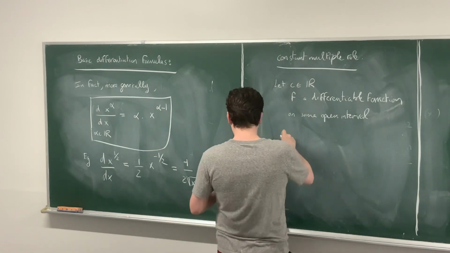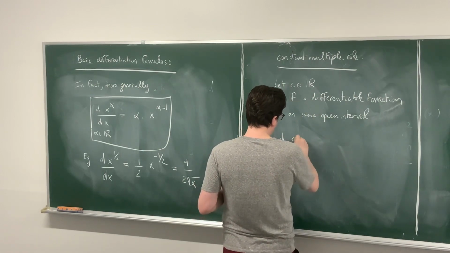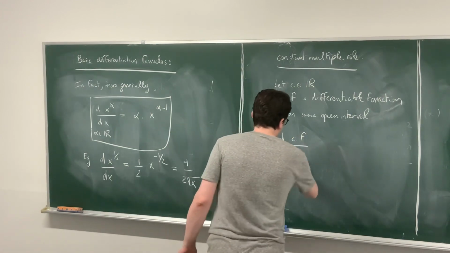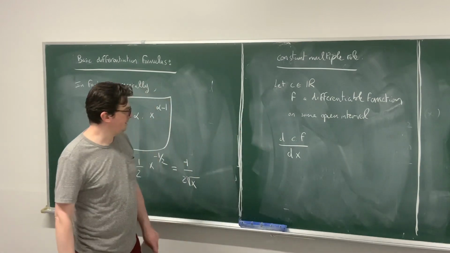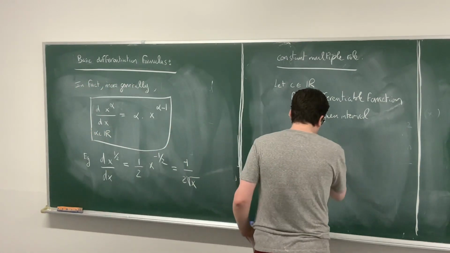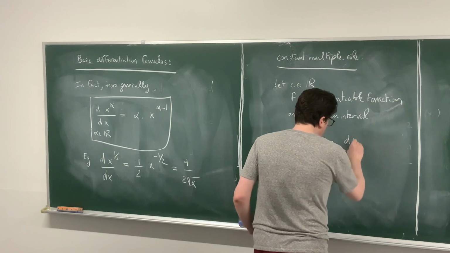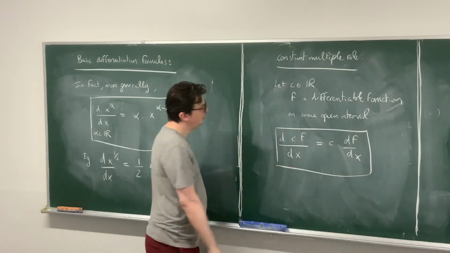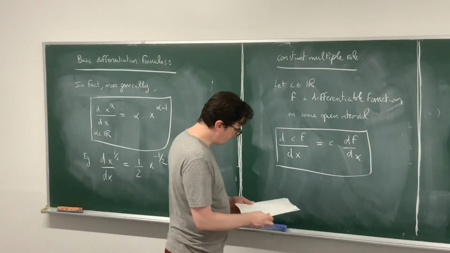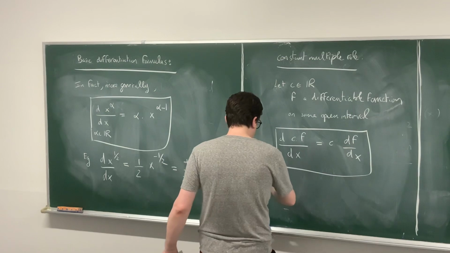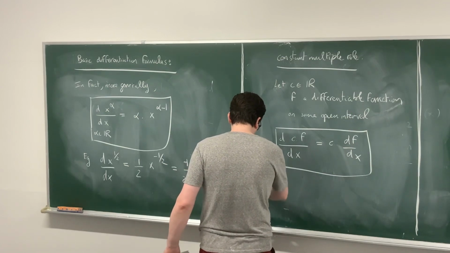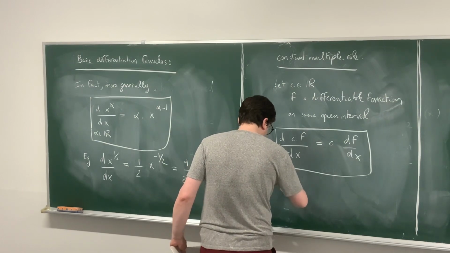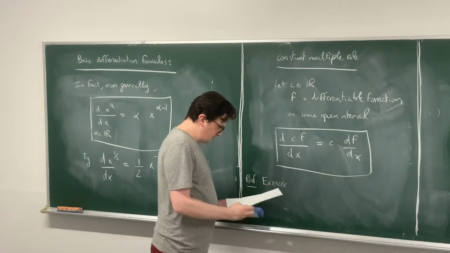So basically the rule is saying the following. What happens if I'm doing C times the function f and I want to calculate its derivative? Then this is very easy. This will be just C times the derivative of f. That's right. I leave the proof of that as an exercise. Very easy.